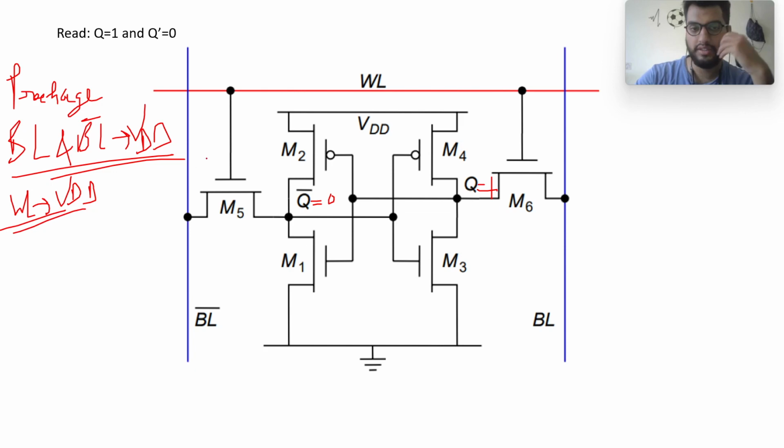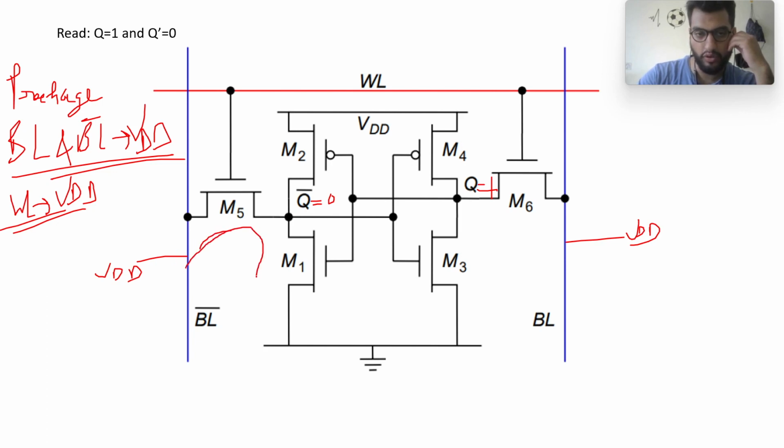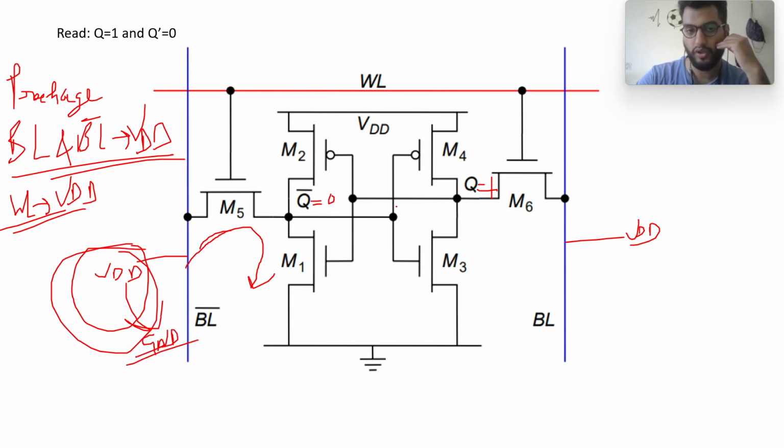Once the word line is given as VDD, this VDD is at M5 and M6. Now you see here it's pre-charged to VDD, and this is also pre-charged to VDD. Here you have Q bar equal to 0. That means on the left hand side there will be a discharging current flowing from M5 to M1, and as a result this side will get discharged to ground, because of Q bar equal to 0, and the other side will remain at VDD.